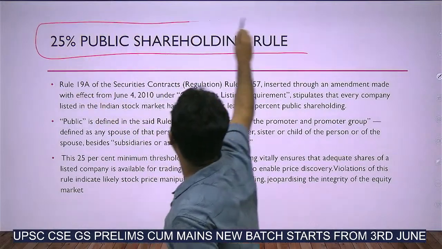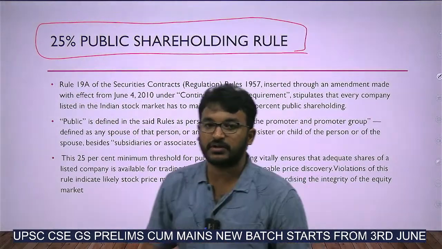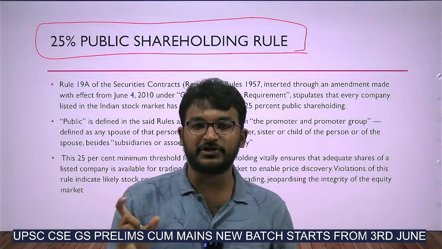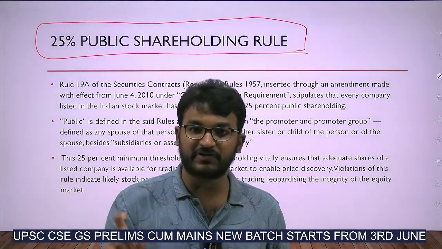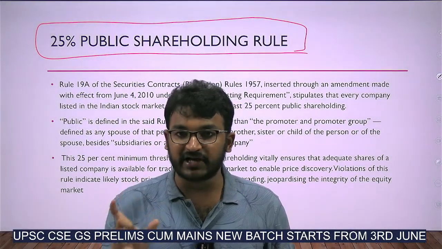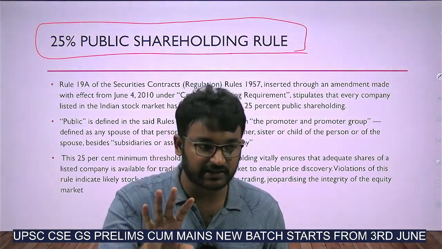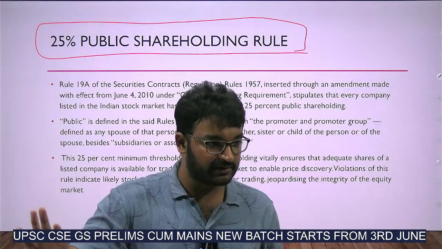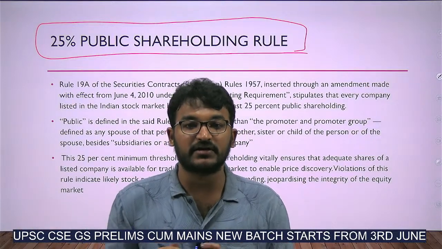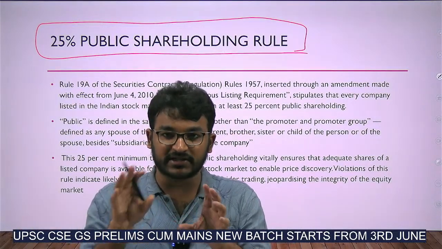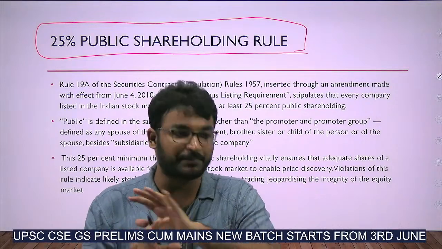25% public shareholding rule. What is this? There is a limit of 25% for every stock listed company. If a company is being listed in a stock market, 25% of its share must be publicly given. What is this public here? That shares should be given not to the promoters.